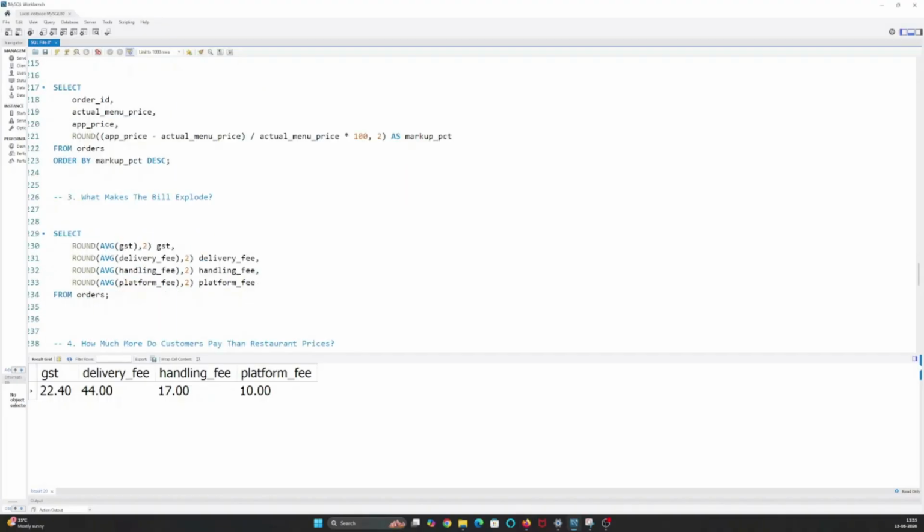Question 4. How much more do customers pay than restaurant prices? Now we are getting to the most important question in this entire analysis.